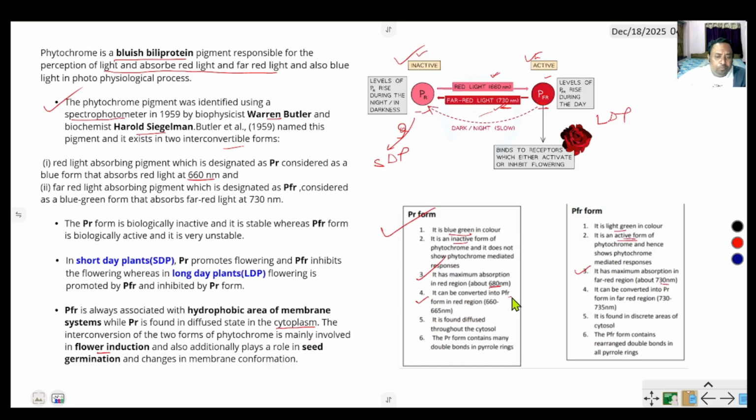PR absorbs 660 nanometer light and is converted into the PFR form, but PFR absorbs 730 nanometer light and is converted back into the PR form. PR is diffused throughout the cytosol, but PFR is found in the hydrophobic region of the cell membrane. The PR form contains many double bonds in its pyrrole rings, but PFR has fewer double bonds in its pyrrole rings.